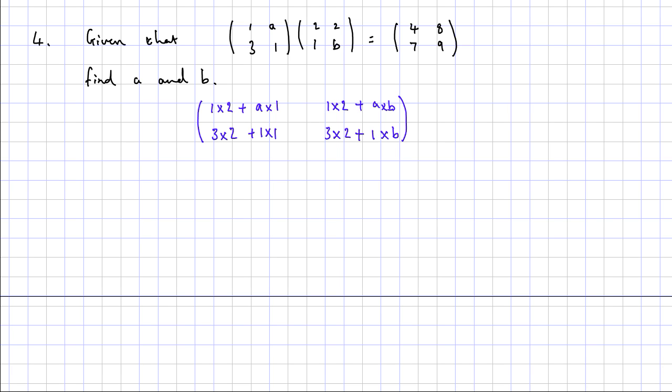Okay, so now I'm just going to calculate some of these and simplify them. So the first one is 1 times 2, that's 2 add A, so 2 add A. Here we have 6 add 1, that's 7. This is 2 add AB, and this is 6 add B.